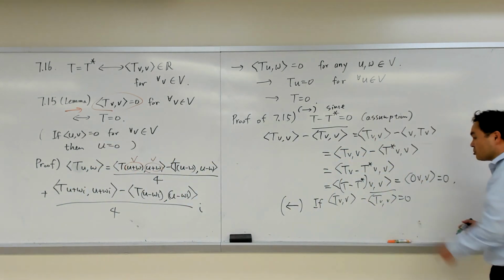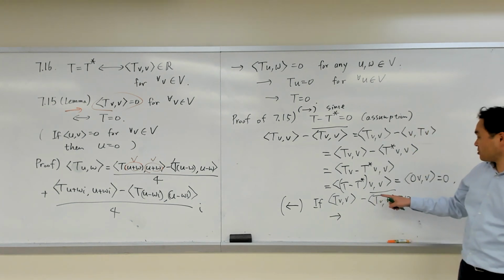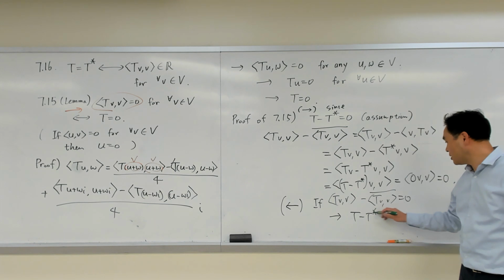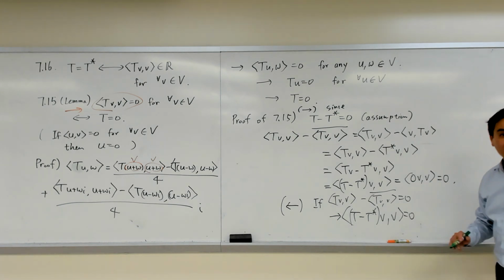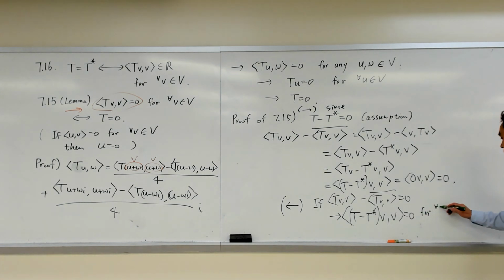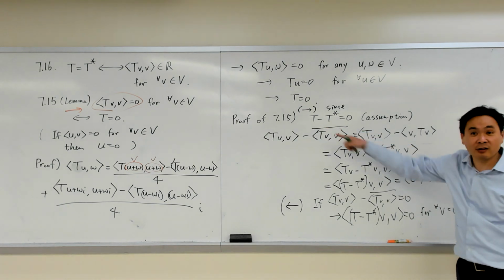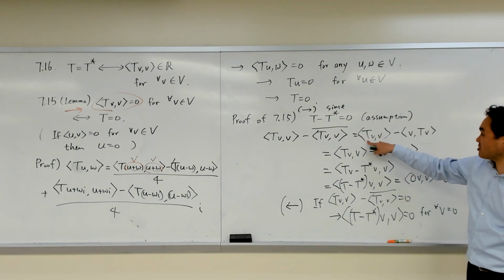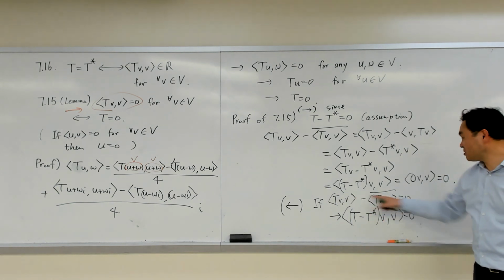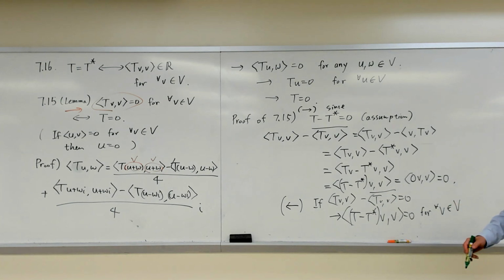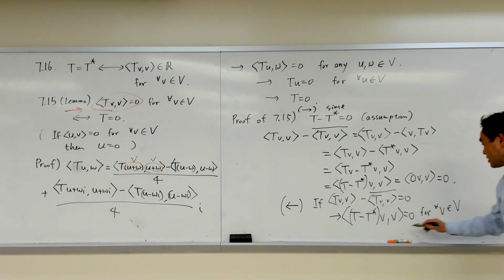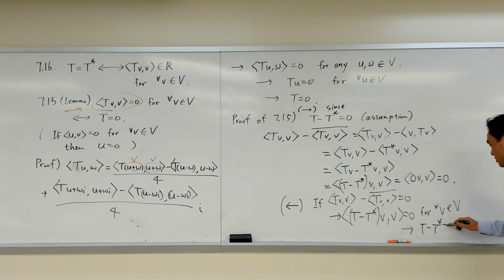So if this is true, that's going to say that (T minus T star) VV is going to be 0 for all v, right? Just by going backwards, okay? This is equal to this, equal to this, yeah. And so since this is equal to 0 for all v, and therefore, from this lemma, we see that T minus T star is 0, which means T is equal to T star, that's self-adjoint, right?